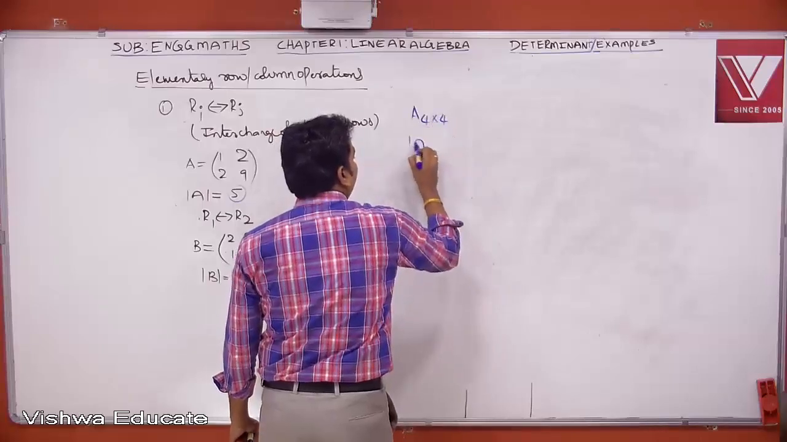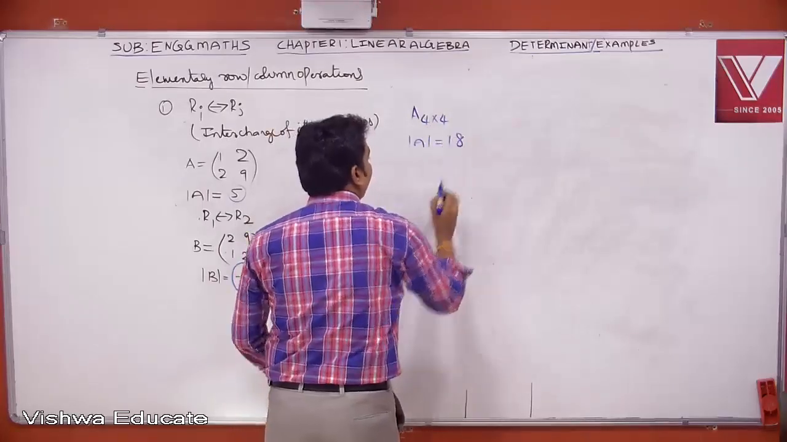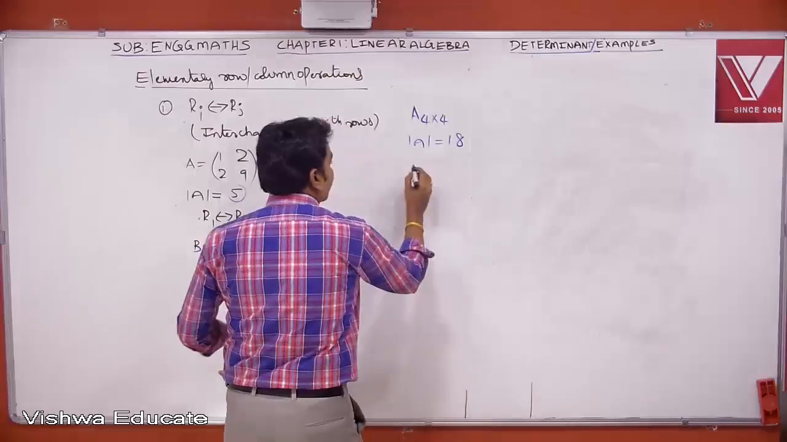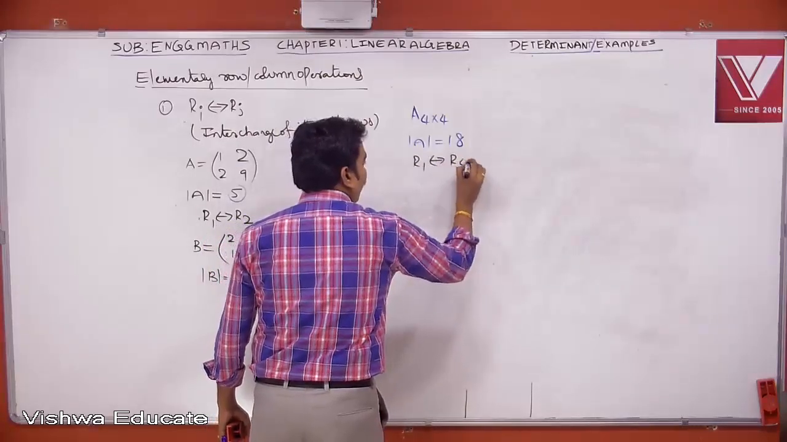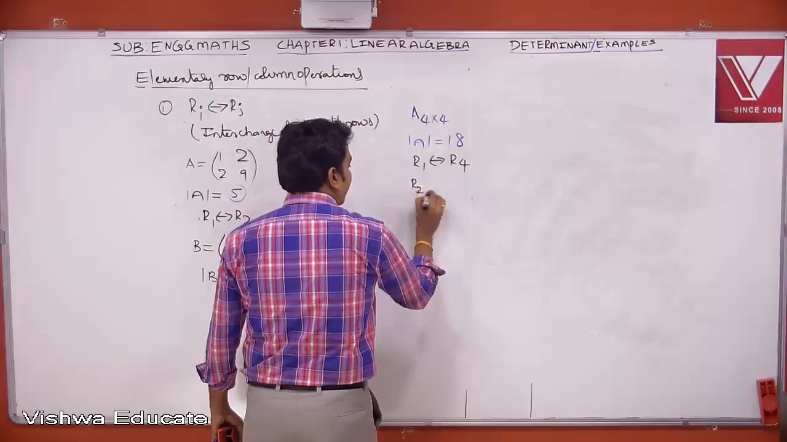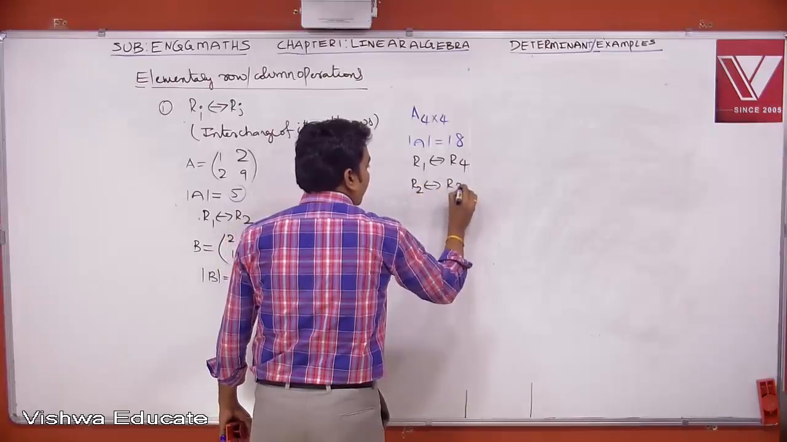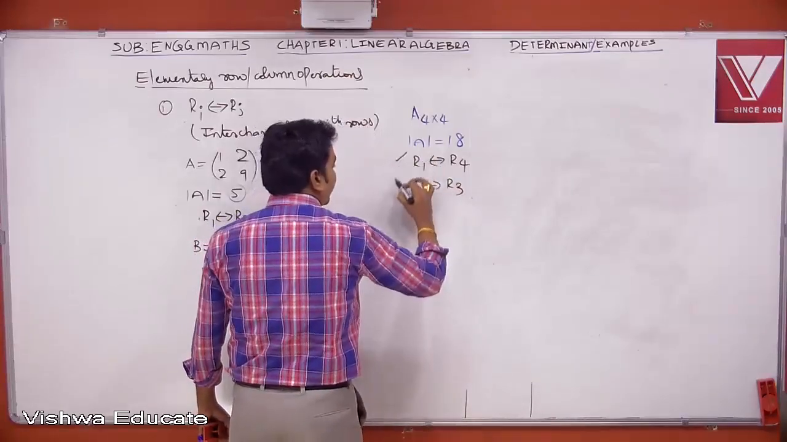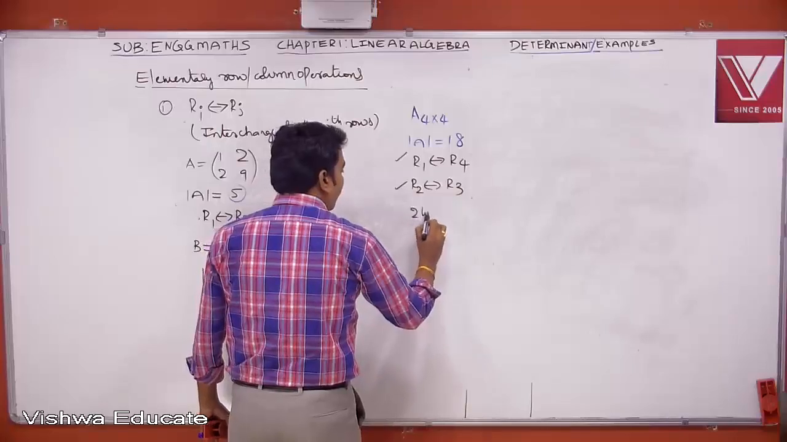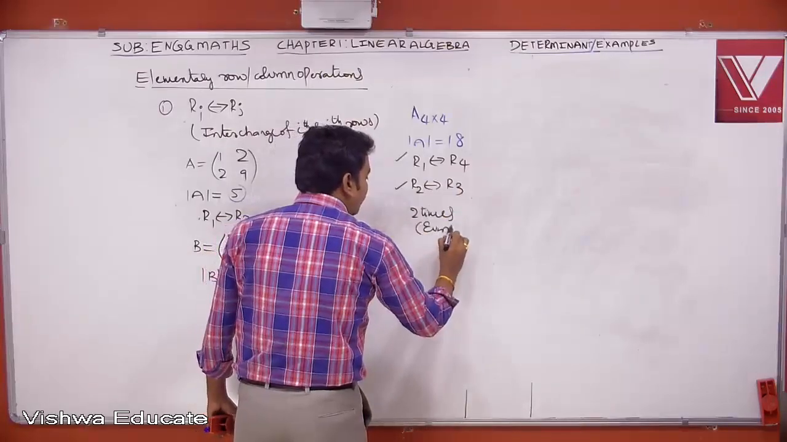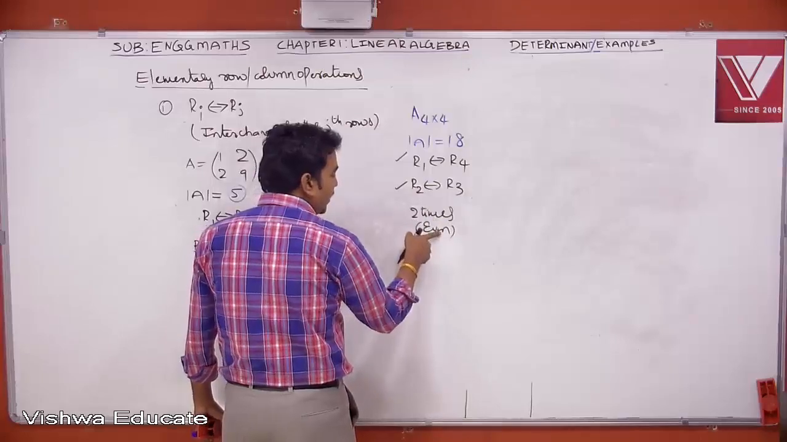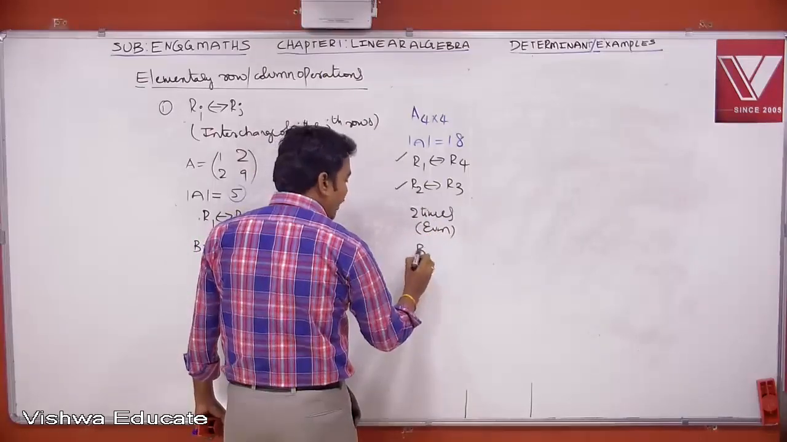Assume that the determinant of this matrix is 18. Now in this case, suppose I apply this: I am exchanging R1 with R4 and I am exchanging the second row with the third row. So that means rows have been interchanged two times. So 2 times means even times. So when rows are exchanged an even number of times, I am getting a new matrix B.